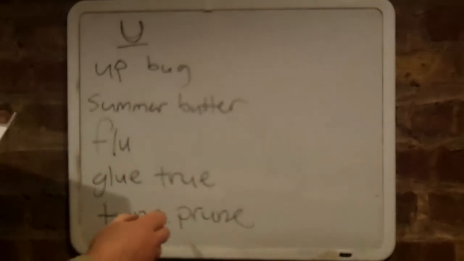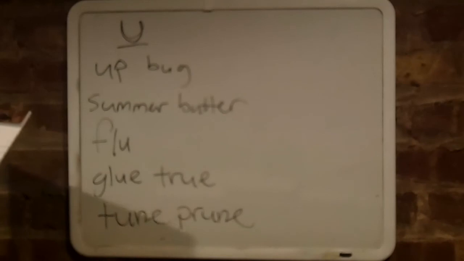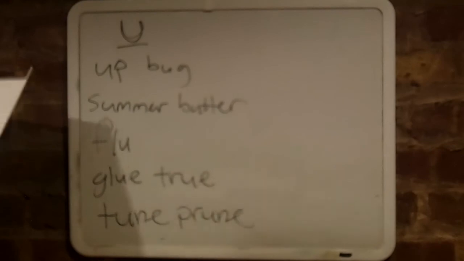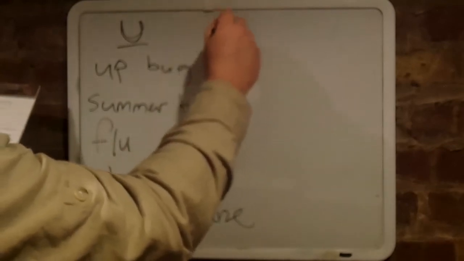Terminal E's or final E's in English are almost always silent, so it's a good rule of thumb. If U comes at the front of a longer word, it usually sounds like you. So for example, university or union.